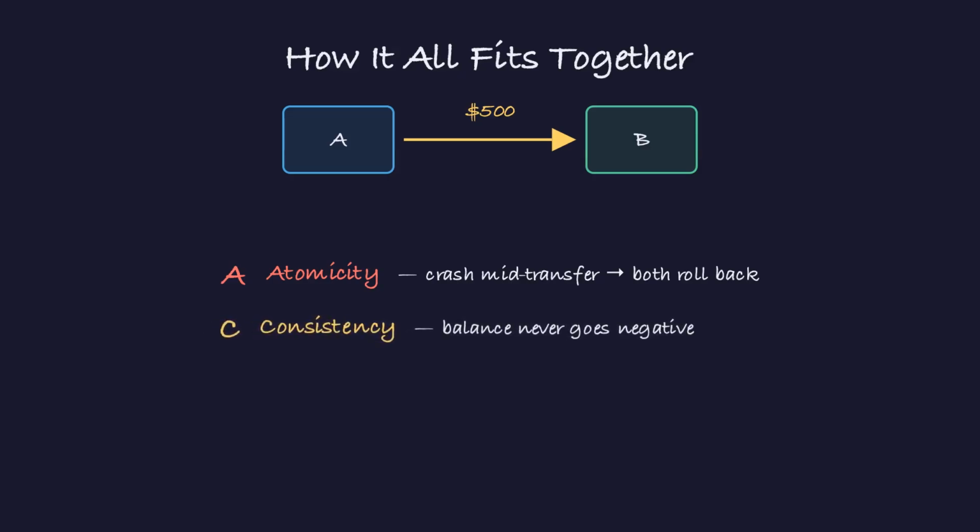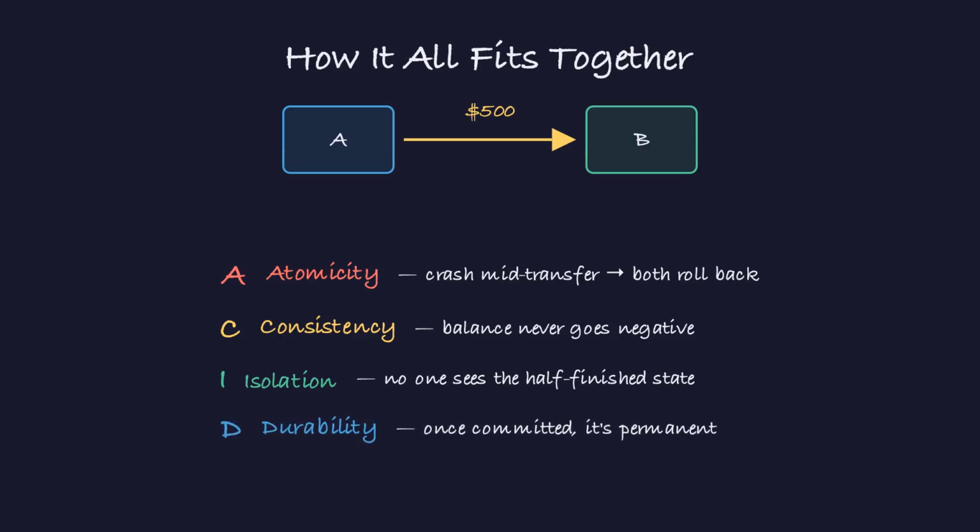Consistency: the no negative balance rule was never violated. Isolation: another transaction never saw the temporary, half-finished state. Durability: once committed, the transfer was permanent, even if the database crashed right after.